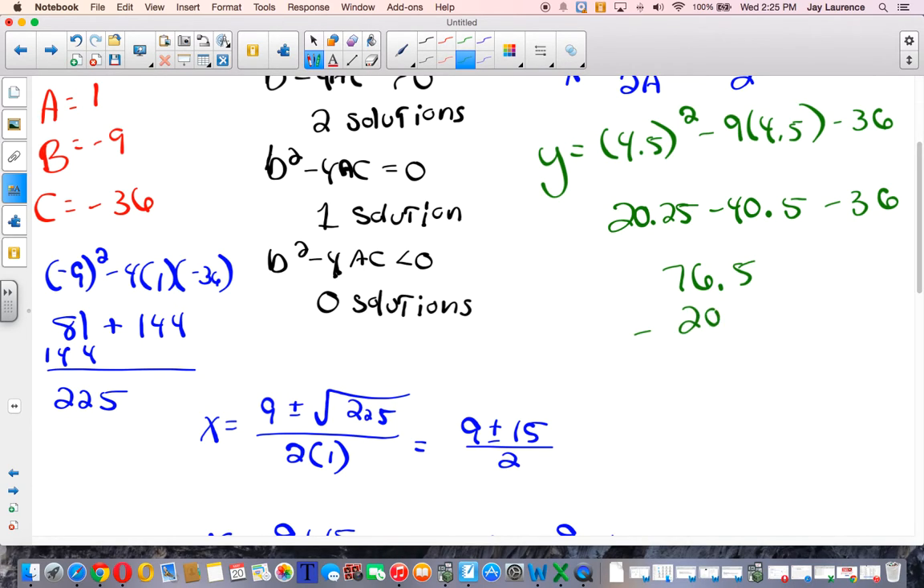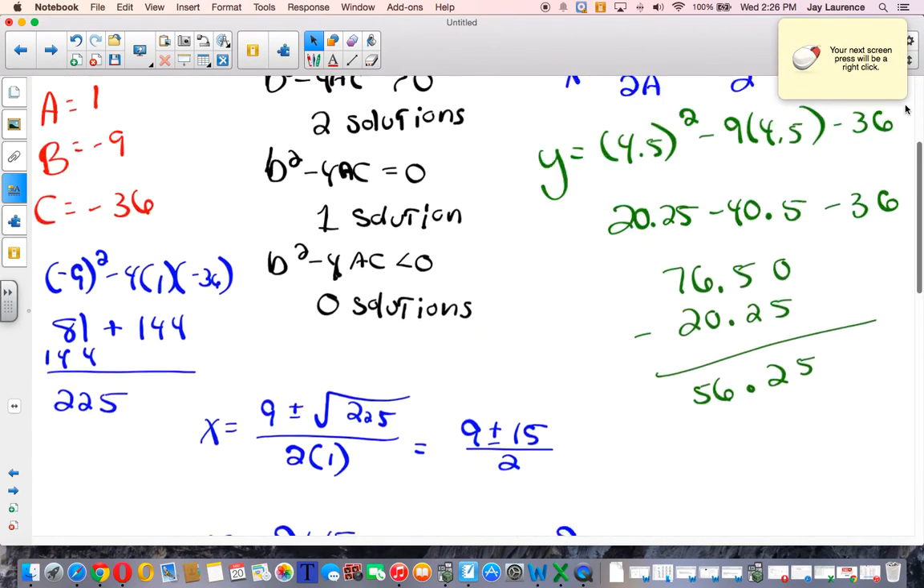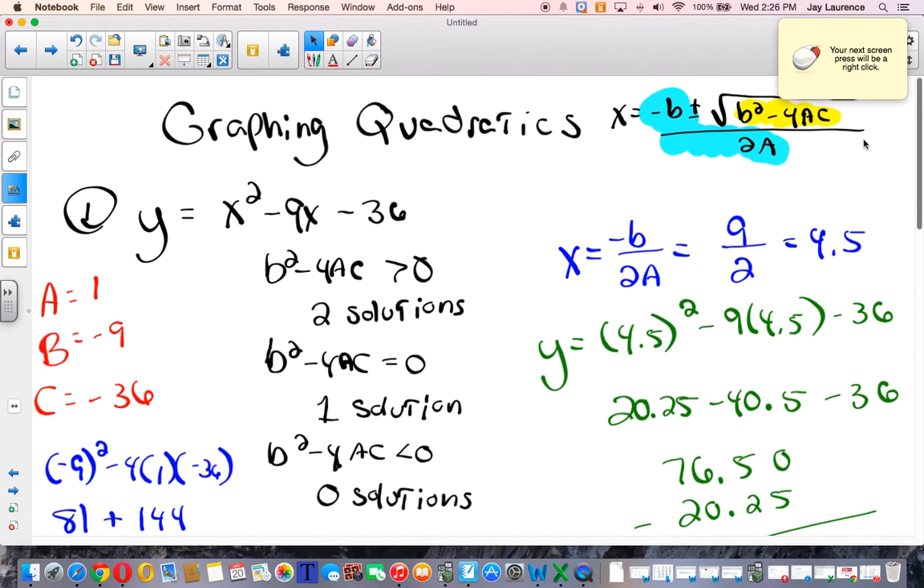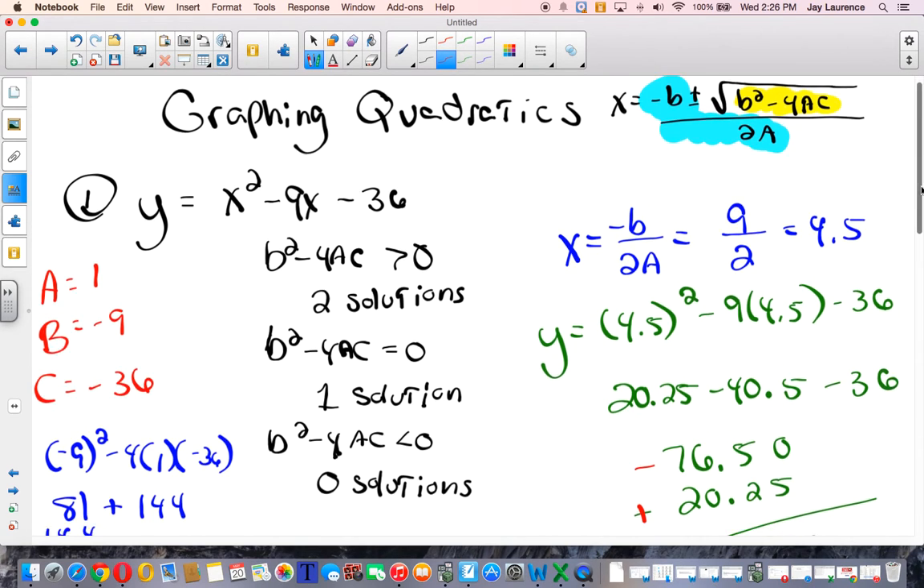minus 20.5, which is going to be a pretty big number. Ooh, that's going to be a pain to graph that, but okay. Well, I must have a sign error. Yeah, I do. I'm going to have a negative and a positive. Sorry about that. 20 and a quarter is positive. So it's going to be a negative y-coordinate.